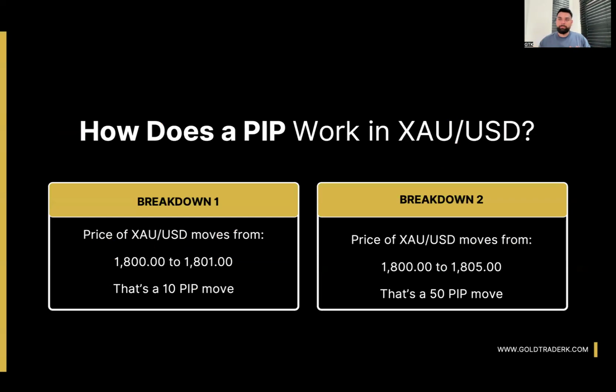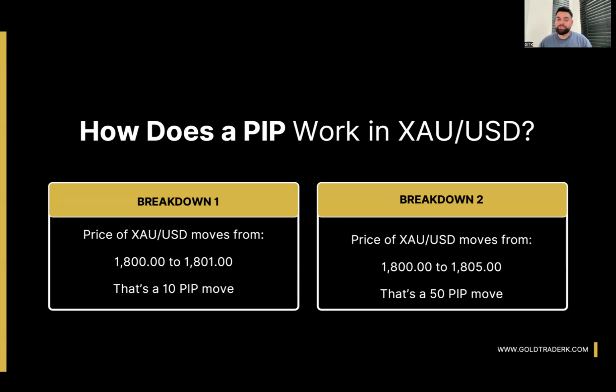Now, how does a pip work on a normal day-to-day trading basis? Breakdown number one: the price of gold. Let's say you're looking to invest in gold for a buy and you're looking to buy at 1800. Now, when it jumps to 1801, that is a 10 pip move. So that means you've caught 10 pips in your favor. Vice versa, if it goes to 1799, that's a 10 pip move against you.